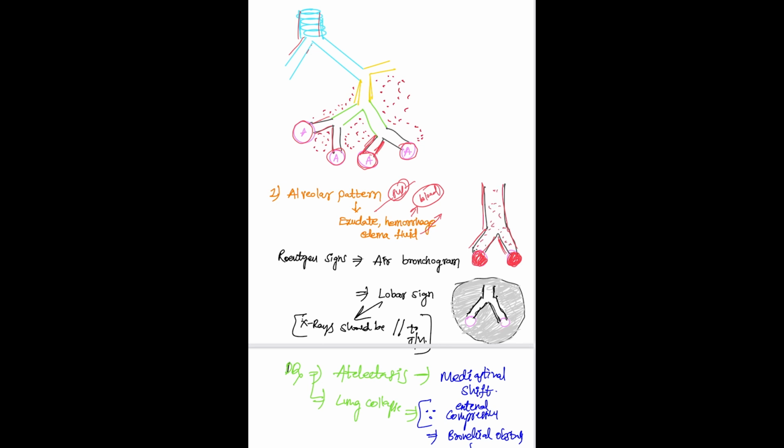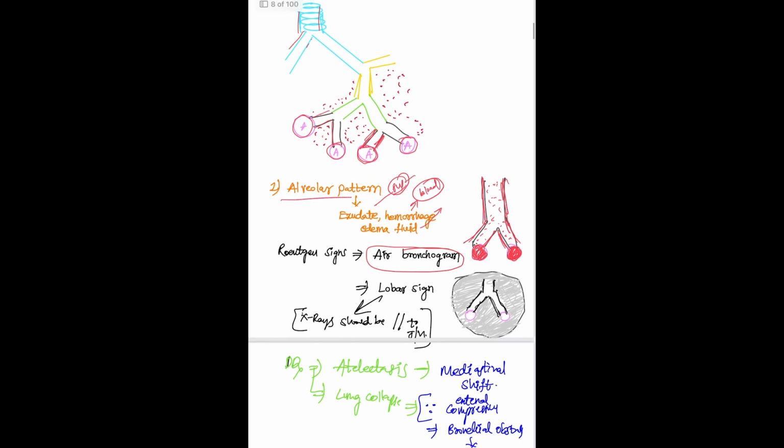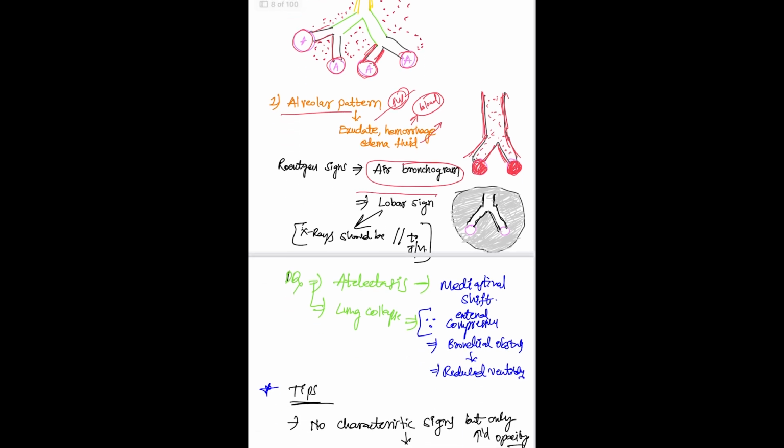These bronchioles filled with air will appear as the typical radiographic appearance called the air bronchogram. This is a very peculiar thing we can see with the alveolar pattern. Coming to the other most important radiographic sign with the alveolar pattern, that is the lobar sign. If you see here, this is the lung lobe, and if the alveoli are filled with fluid, and the bronchioles are normal, then we can see the air bronchograms.